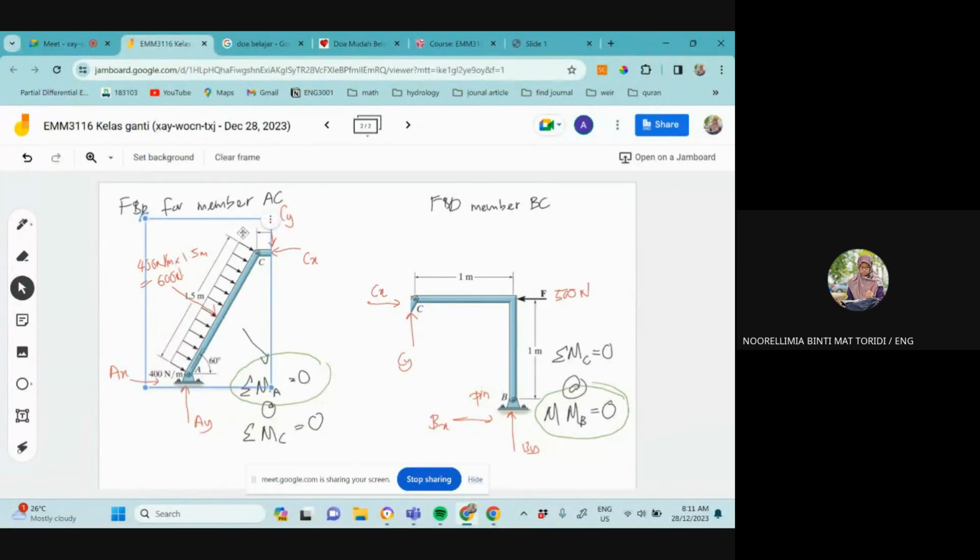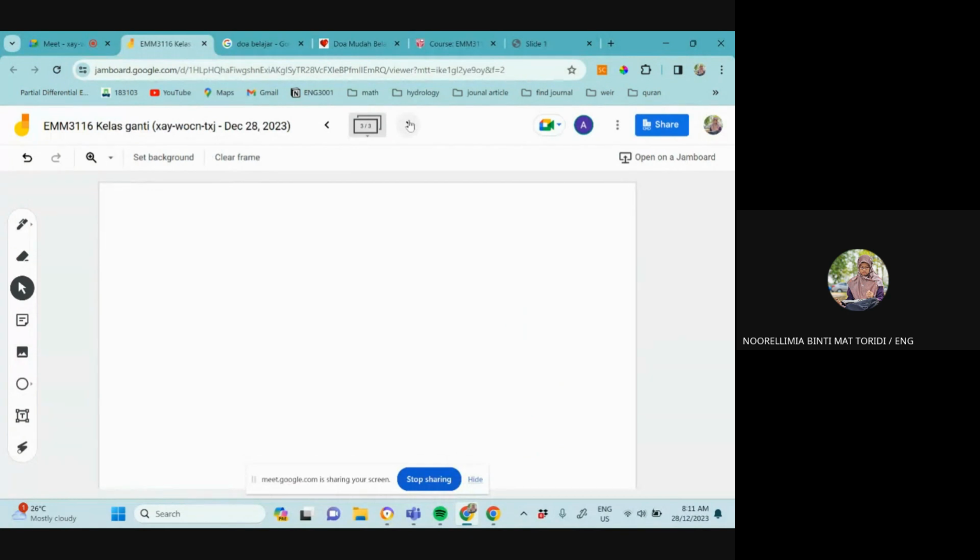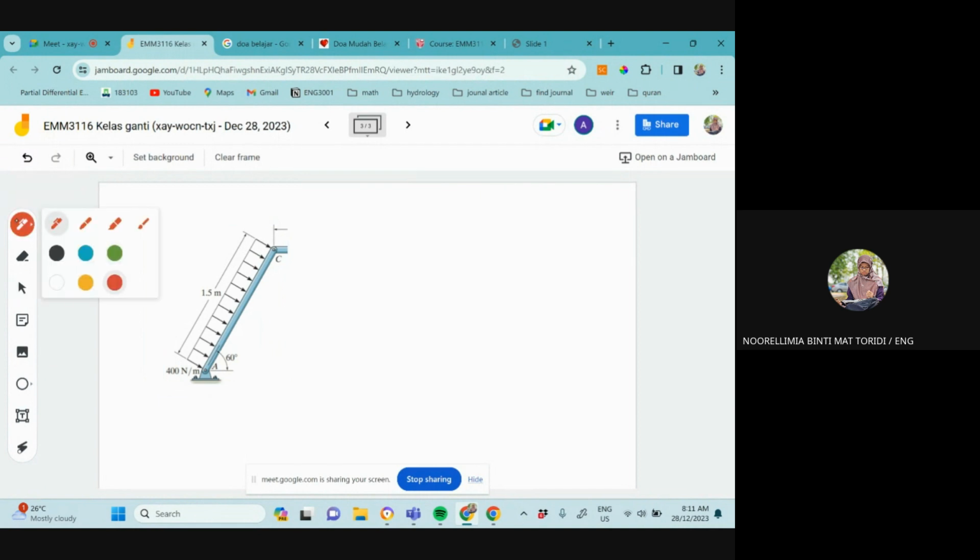Okay, so we have to find the moment for this one first. This one is CX, this one is CY. Once you have drawn the FBD, the force must be fixed, don't keep changing it. So this one is 600 Newton, and then we have this one is AY, this one is AX.